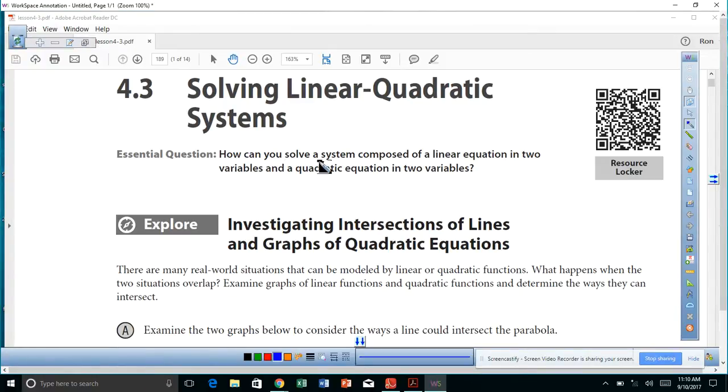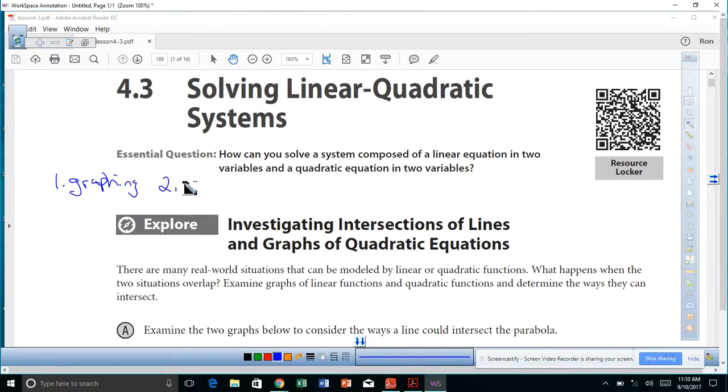Essential question: how can you solve a system composed of a linear equation in two variables and a quadratic equation in two variables? One, graphing using a calculator and such.